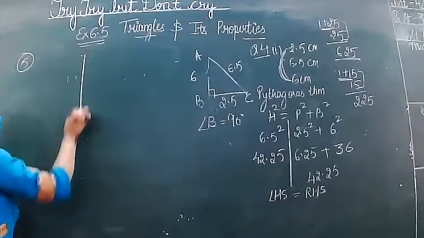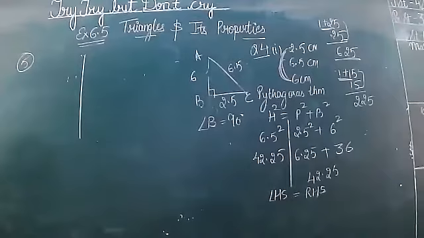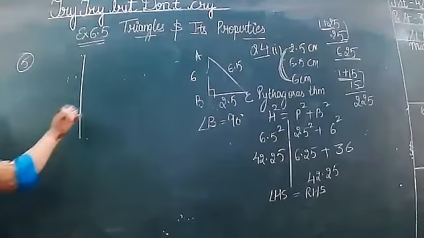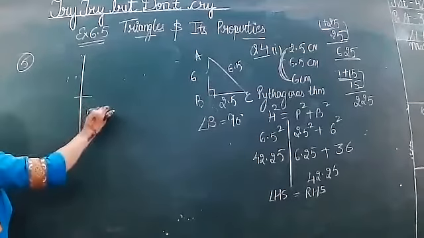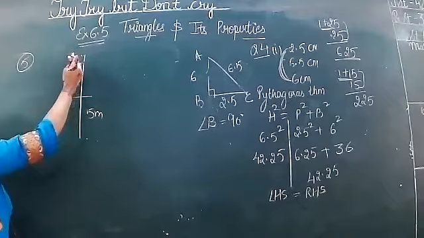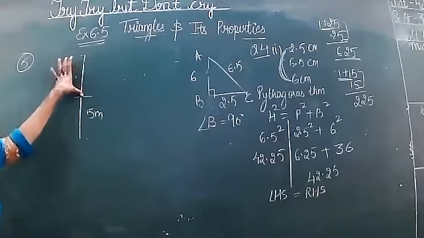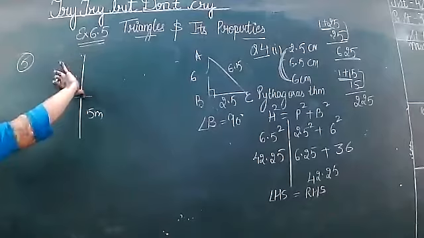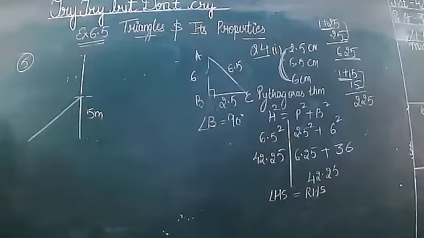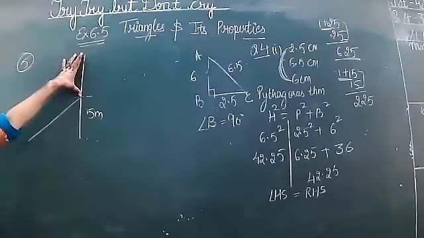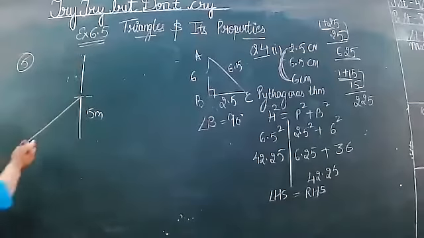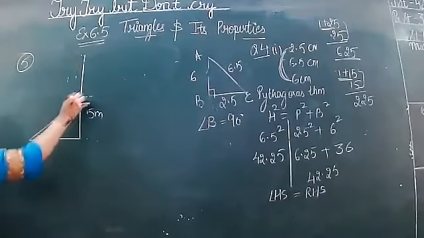A tree is there. A tree is broken at the height of 5 meters from the ground. इसकी हाइट हमें नहीं पता कितनी है. ये 5 मीटर से ये ट्री यहाँ से ब्रोक हो गया. It has been broken up by the wind. So this part has bent like this and it is now touching the ground like this. This broken part has come here and it is touching the ground at this point.